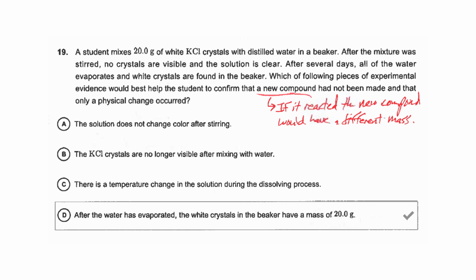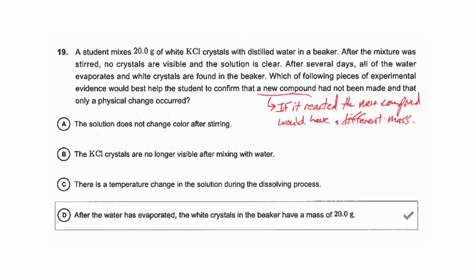Number 19, we're mixing 20 grams of crystals. How do we know we didn't form a new compound? So a couple of these are odd answers. Solution does not change color after stirring. Sometimes the solution changes color, and then when you turn it back into a solid, the color disappears.